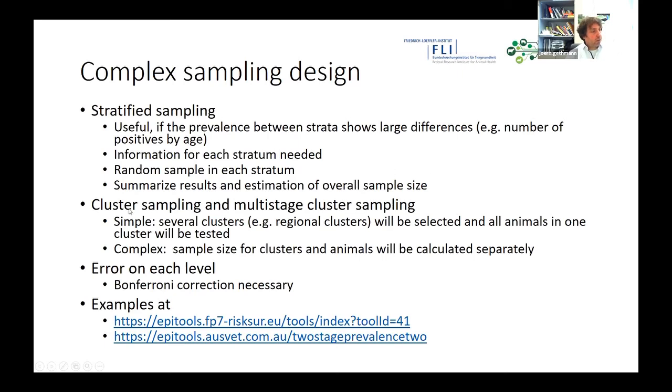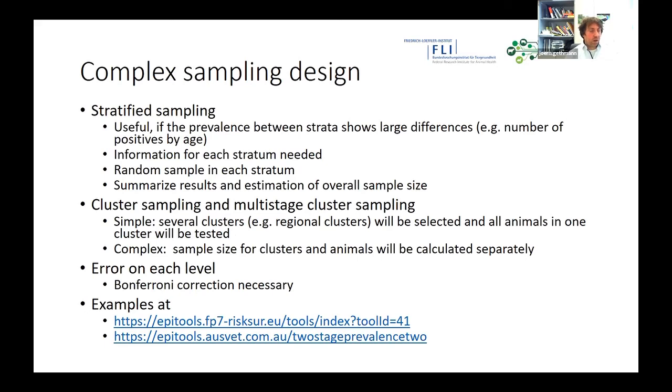Then you can have a cluster sampling. In a simple way, you have several clusters, so regional clusters, and all animals in one cluster will be tested. But there are many options. So you can say, okay, I choose different clusters. In Germany, we often do it for federal states, and in each federal state, you calculate the sample size for each federal state by the population in the sample size.